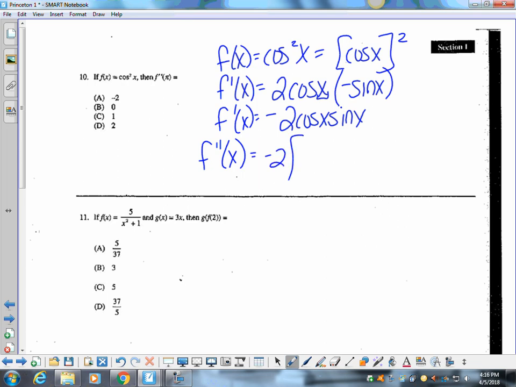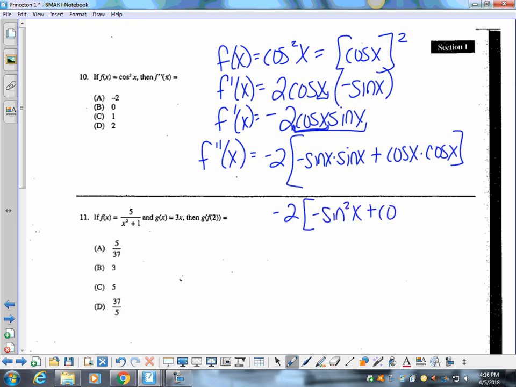I'm going to leave the negative 2 out, and I'm going to go product on that guy. Yep. So let's see. I'm going to go derivative. So negative sine, leave it, plus leave it, derivative. So negative 2, negative sine squared x plus cosine squared x. Which is almost 1. Let's see. So now I've got to plug in my pi.